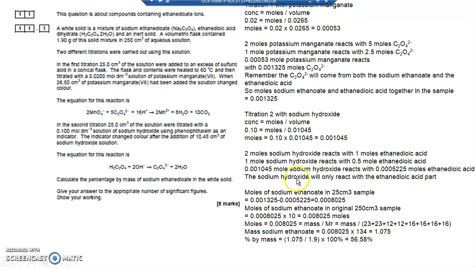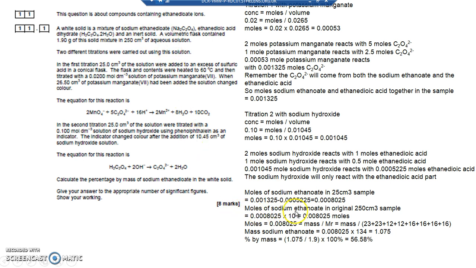So, I know the total number of moles of these two chemicals added together is 0.001325. I know the number of moles of ethane dioic acid dihydrate is just 0.005225. So if I subtract the two, I end up with a number 0.008025. This must be the number of moles of sodium ethane dioate on its own.